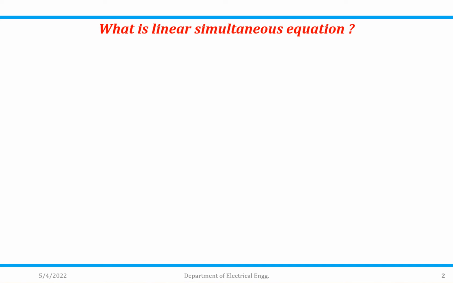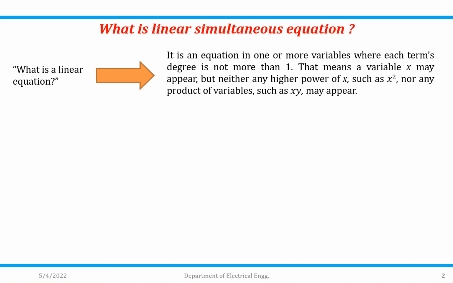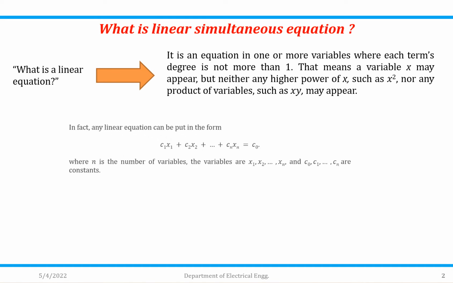Before that, we'll understand what a linear simultaneous equation is. What is a linear equation? It is an equation in one or more variables where each term's degree is not more than 1. That means a variable x may appear, but neither any higher power of x such as x square or x cube, nor any product of variables such as x into y may appear.